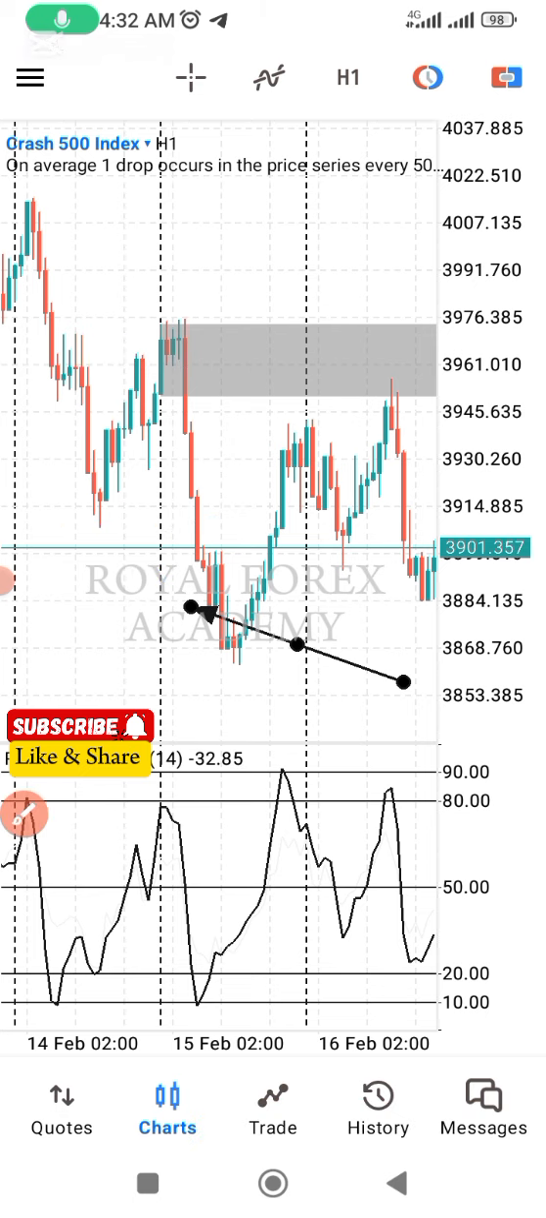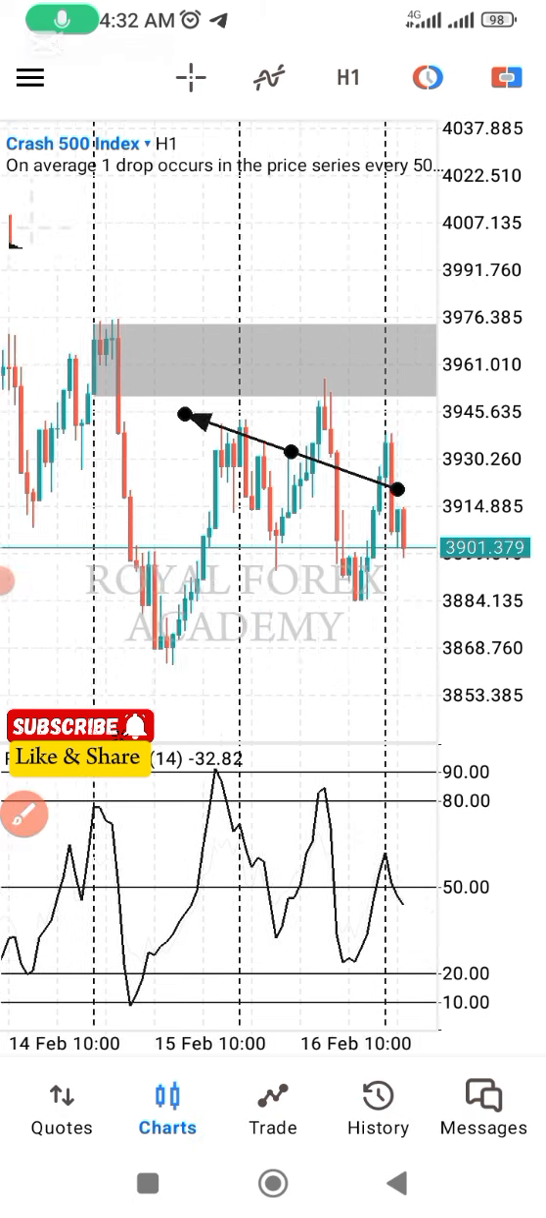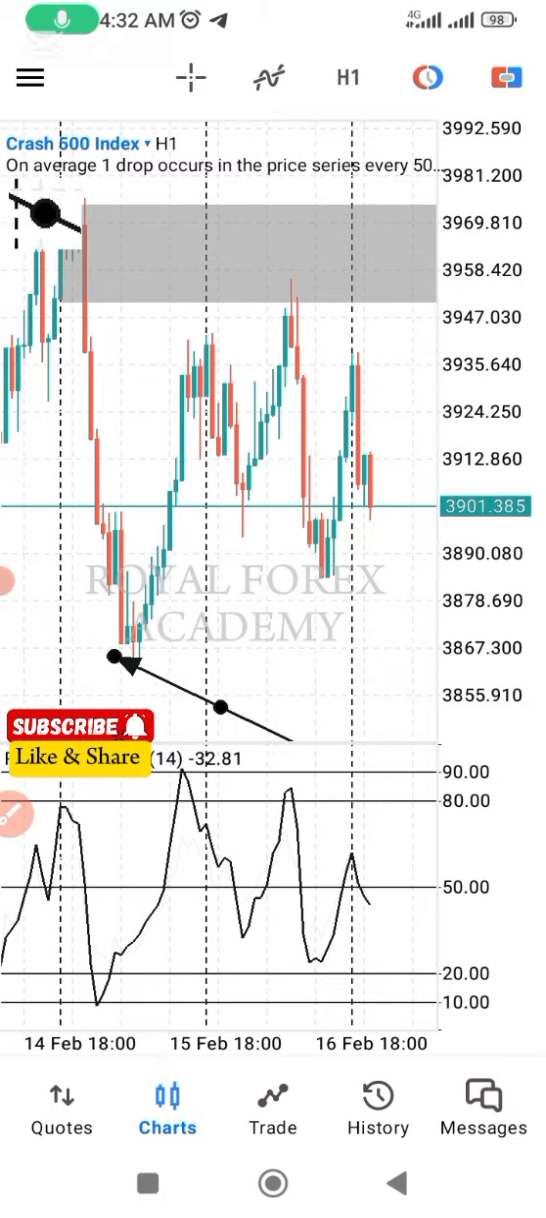So this is a valid resistance zone. So what do we want to see? It is a resistance zone. It also has a fair value gap. Look at what happened now. Price came in all the way, pulled back inside of this zone.